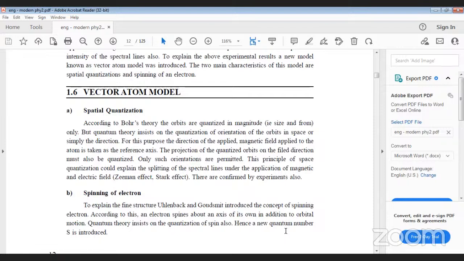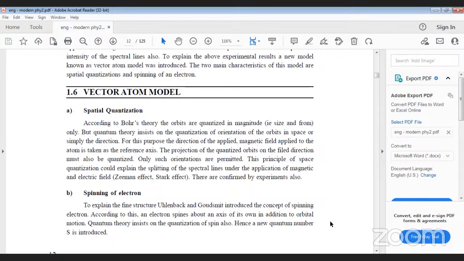And also the direction of the applied field, as well as the magnetic field applied to the atom, is quantized. This explains how the spectrum gives line spectra, and how applying a magnetic field or an electric field to the atom makes the spectral lines split.